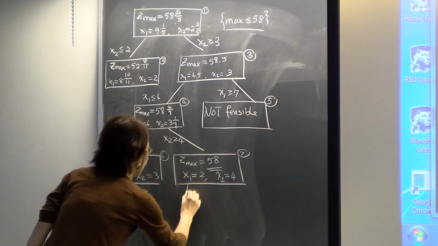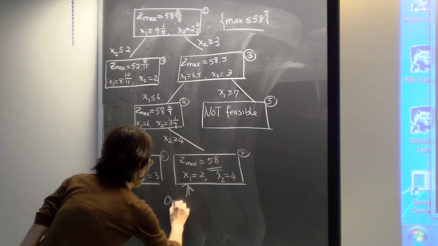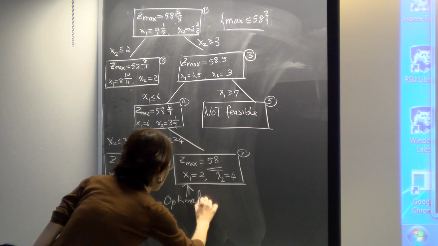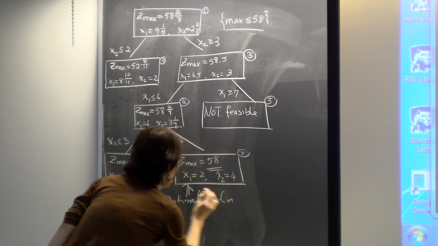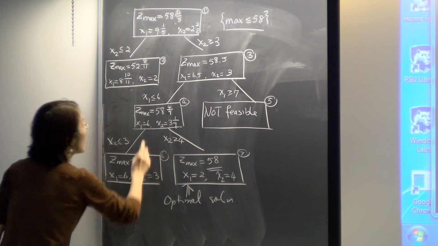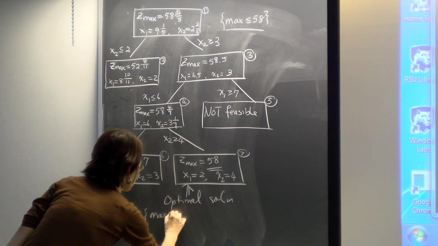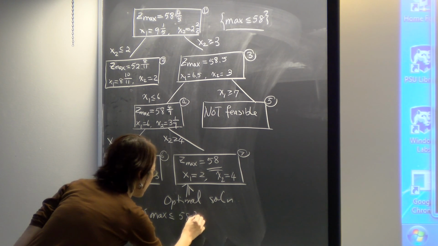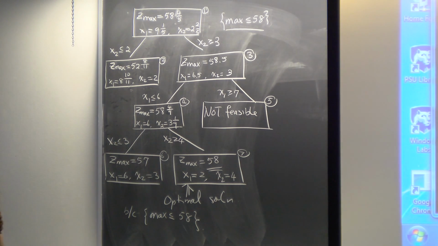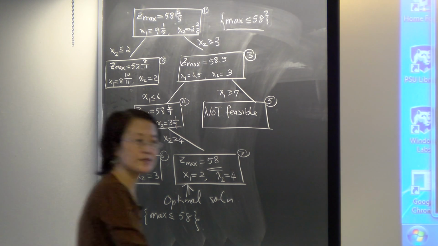So that is your optimal solution. You want to give me a reason, because I know I have the bound. The bound says max must be less than or equal to 58, and I find the best possible. It's just exactly 58. And then I stop. Is that okay?